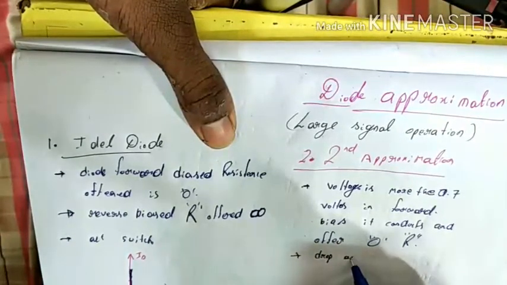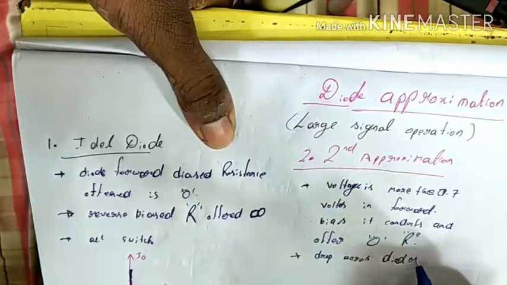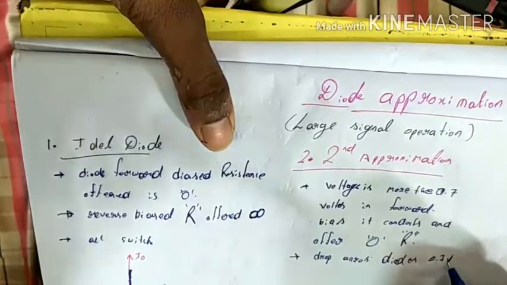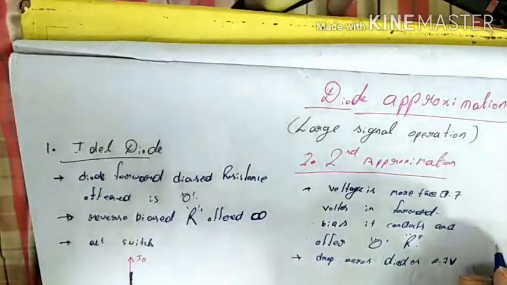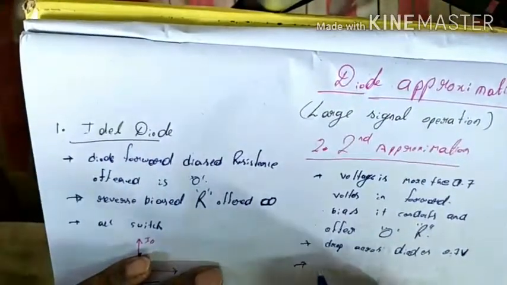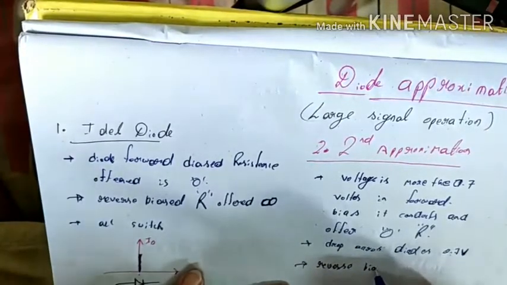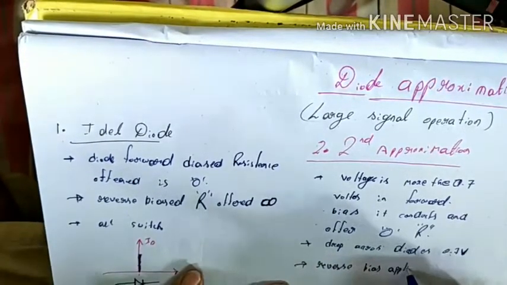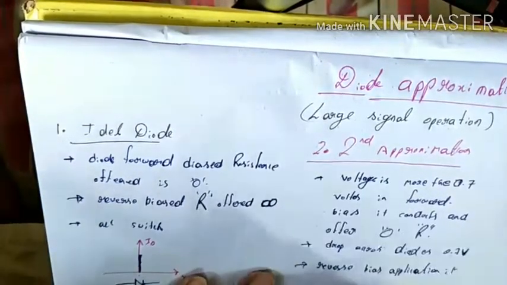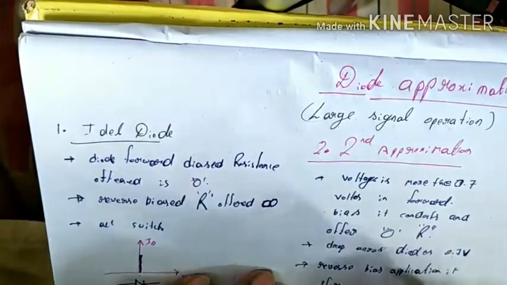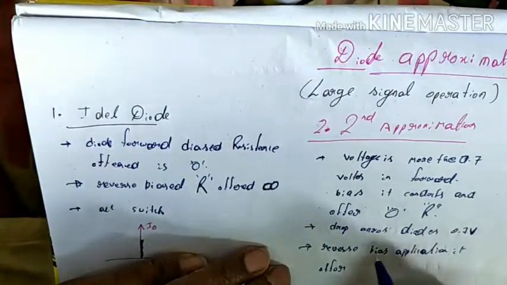The drop across the diode is 0.7 volts only. In reverse bias applications, it offers infinity resistance.